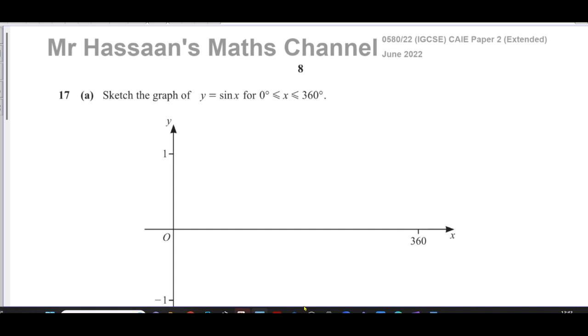I'm now answering question number 17 from the June 2022 IGCSE Cambridge paper 20580. And this is a question about trigonometry, and part A is about the sketching of the sine curve y equals sine x between 0 and 360 degrees.